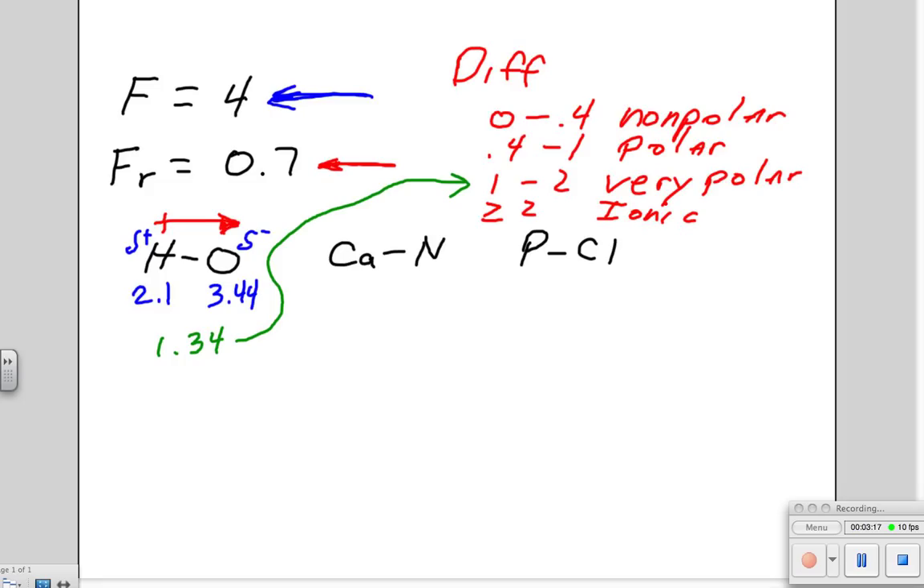Now looking at calcium, if I go back to my chart, calcium has a value of 1. Nitrogen has a value of 3.04. Now the difference between these two is going to end up being 2.04. Well, 2.04 turns out to be an ionic bond. And that's exactly what you would expect because calcium and nitrogen form an ionic compound.